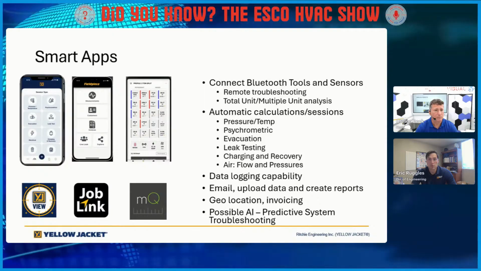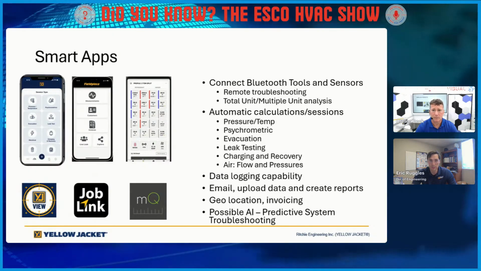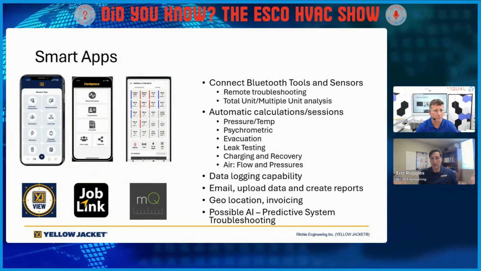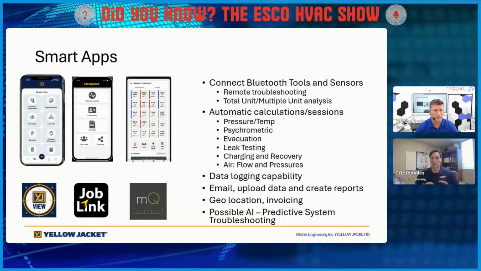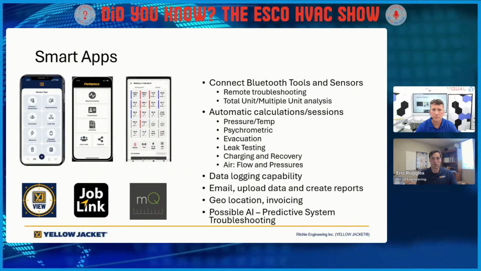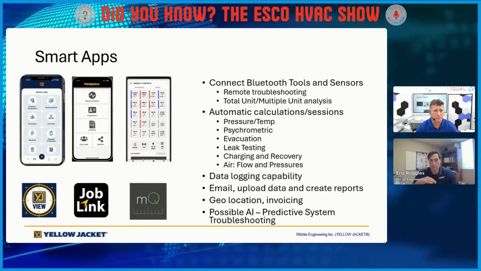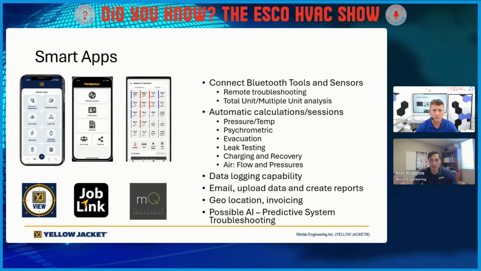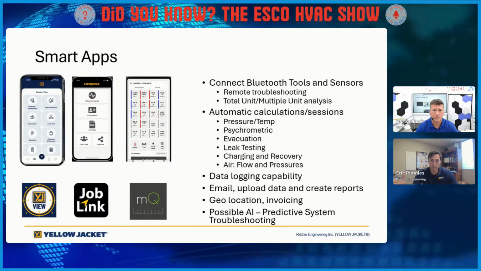Most of these come with an app or somehow linked to a Measure Quick app that can use multiple sensors, but you have remote troubleshooting capability, total unit analysis. So you can connect your refrigerant side and your air side sensors all at the same time, and then kind of review the whole system within just a few clicks on your screen. We have multiple sessions, whether you're doing pressure and temperature, the refrigeration, psychrometrics of the air, evacuation, leak testing, kind of all automated within the app. We can walk through that a little bit later.